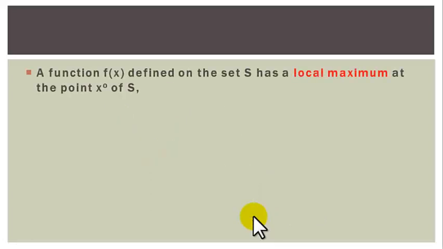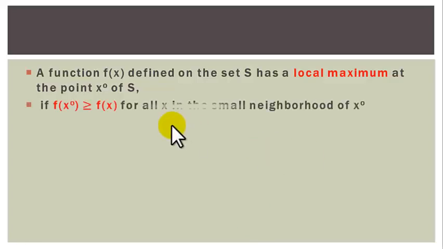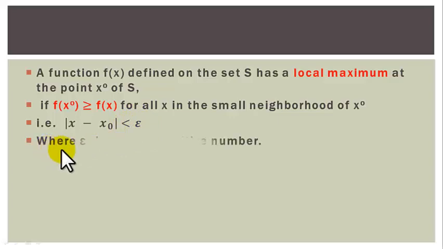A function f of x defined on the set S has a local maximum point at the point x0 of S if f of x0 is greater than or equal to f of x for all x in the small neighborhood of x0. That is, for all x such that the absolute distance of x from x0 is less than epsilon, where epsilon is a small positive number.